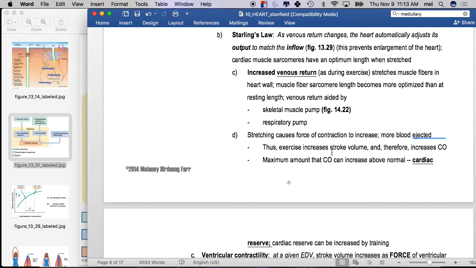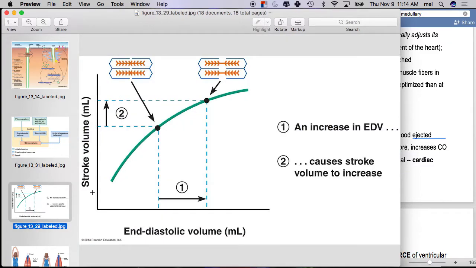Now, there is a natural mechanism in the heart that makes that happen that doesn't have anything to do with paracrine agents, neurotransmitters or hormones. It's just the natural mechanics of the heart. It's called Starling's law. And here is how Starling's law works. Starling's law says that if I increase my EDV, then my cardiac muscle sarcomeres get stretched to a more optimal length and have more options for cross-bridge cycling. Yes? And since they can do more cross-bridge cycling, you naturally get a stronger contraction.